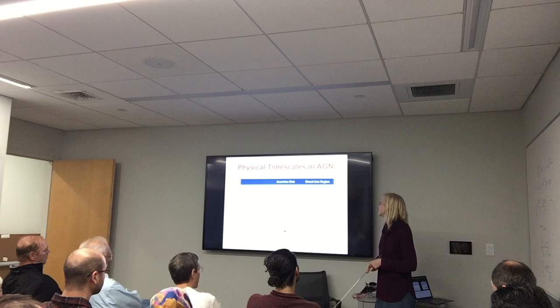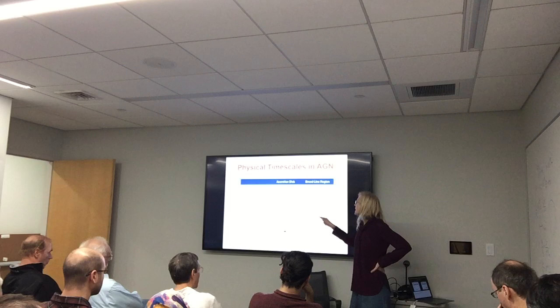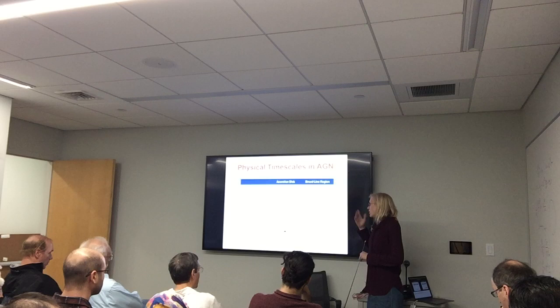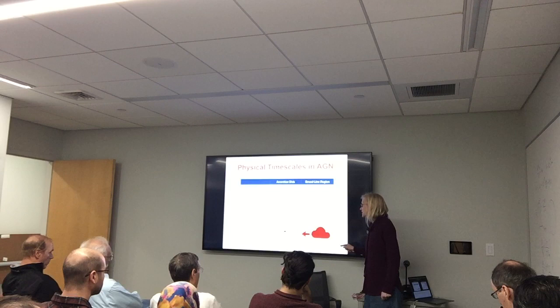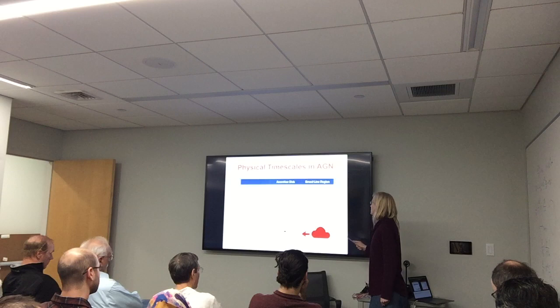So you must invoke some sort of instability in the disk, such as the thermal instability, or something happening on these timescales to explain the short timescales that you observe. Or you could have something like a cloud of dust that moves in along the line of sight, and that is responsible for blocking out the broad emission line region and continuum part of the accretion disk. And this happens on 24 years, give or take.